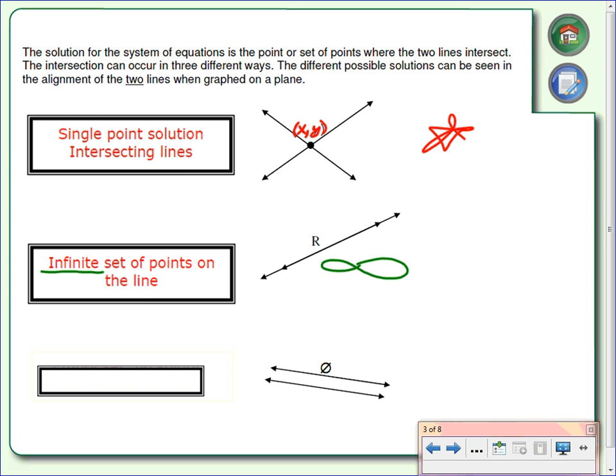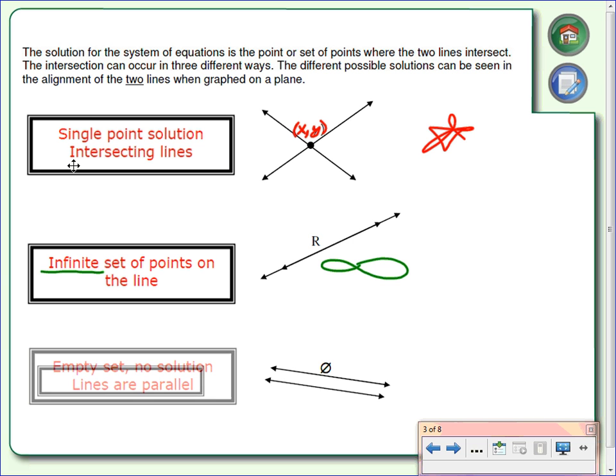The last thing that could happen is that the two lines could be parallel. In other words, they don't touch each other. And if those two lines don't touch each other, like I have down here at the bottom, then there is no solution. Right here. If the lines are parallel, there is no solution. And if you're too lazy and you don't want to write out the words no solution, what you could do instead is use this little symbol right here, a 0 with the line. And that means the same thing, no solution or the empty set.